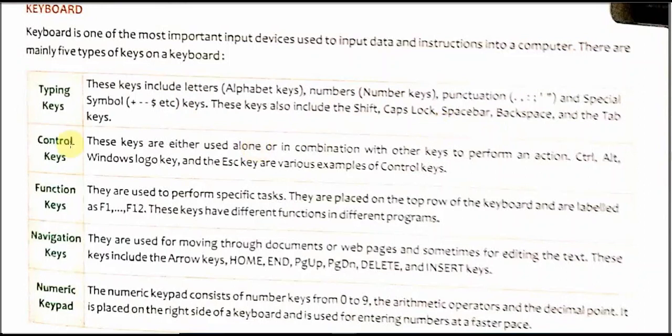Second type of key is control key. They are used alone or in combination with other keys to perform actions. Control, alt, window logo, meaning the 4 square key, and escape key are examples of control keys. Third type of keyboard keys are function keys. Students, you can see there are F1, F2 until F12 keys. They have different functions. Next type of key is navigation key. They are used for moving through a document. They are home, end, arrow keys, page up, page down, delete, insert.